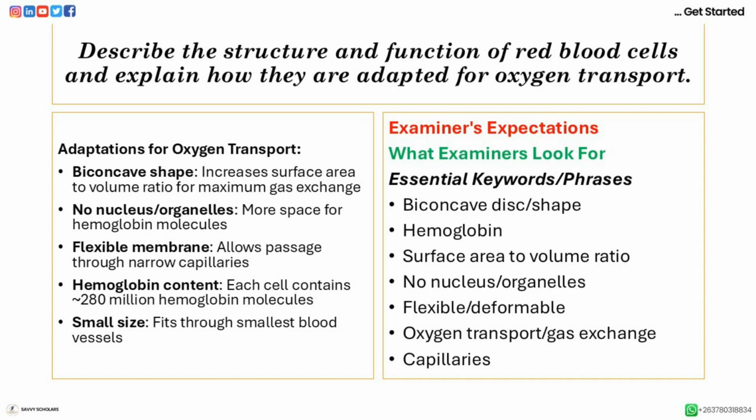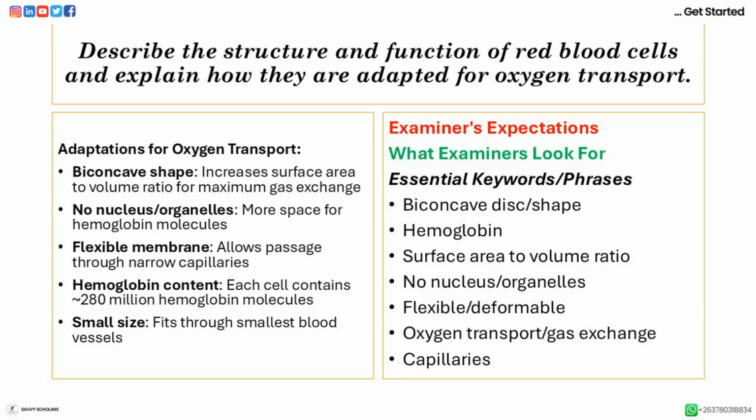So under adaptation, you're looking at the biconcave shape, which increases the surface area to volume ratio for maximum gas exchange, the no nucleus or organelles, which provides more space for hemoglobin molecules. Its flexible membrane allows passage through narrow capillaries. The hemoglobin content, where each cell contains about 280 million hemoglobin molecules. Also its small size, which fits through the smallest blood vessels.